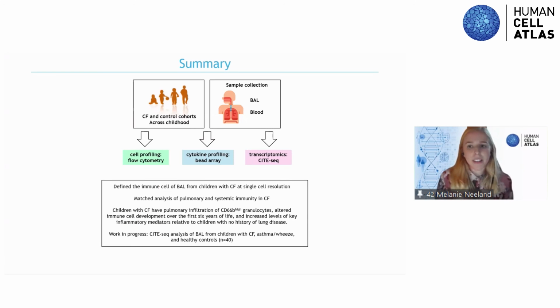So just to summarize, we defined the immune cell profile of BAL from children with CF, and we performed a matched analysis of pulmonary and systemic immunity. Our work in progress is to expand this work beyond children with CF into other diseases such as asthma, wheeze, and healthy controls. And I might just stop there, so thank you.